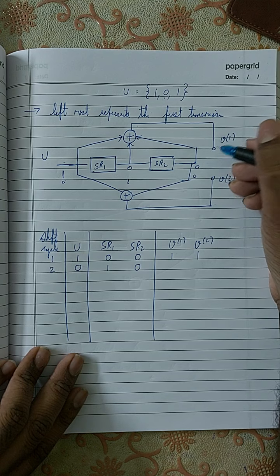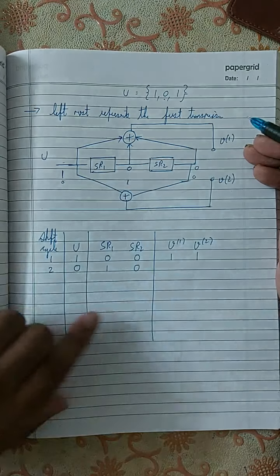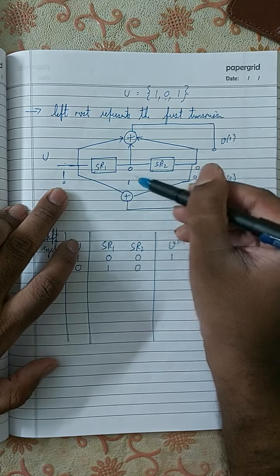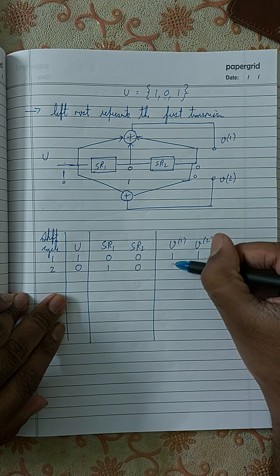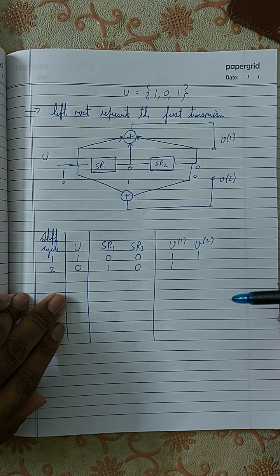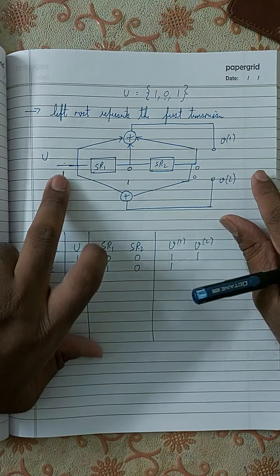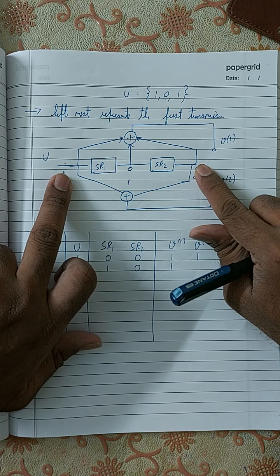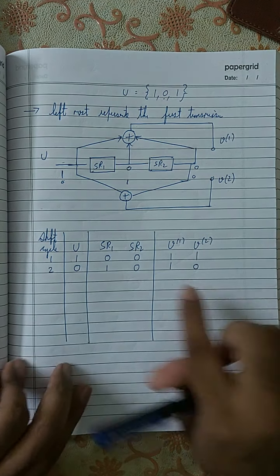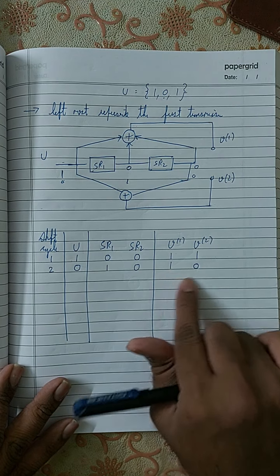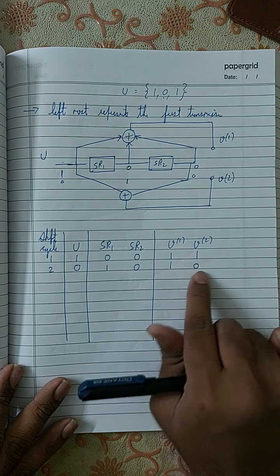Now what is the new output that you will get? What is the value of V of 1? V of 1 is this value plus this value plus this value, that is 0 plus 1 plus 0, which is 1. And what is the value of V of 2? V of 2 is the input bit plus the second shift register, which is 0 plus 0, which is 0. So this is the second output, 1 0. First you get 1 1, then you get 1 0.